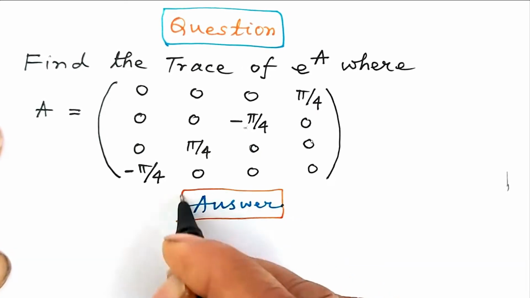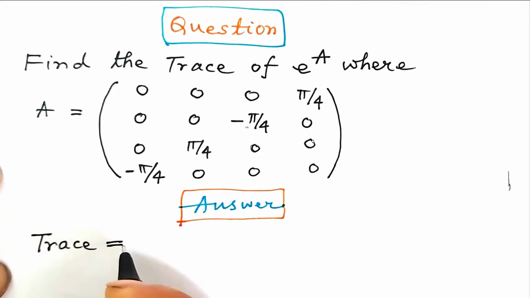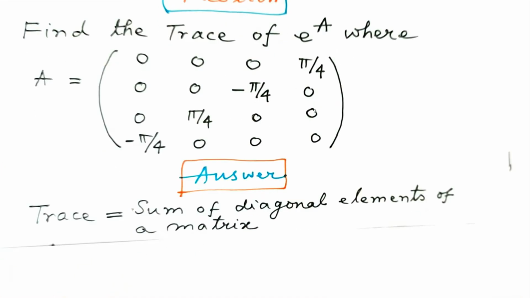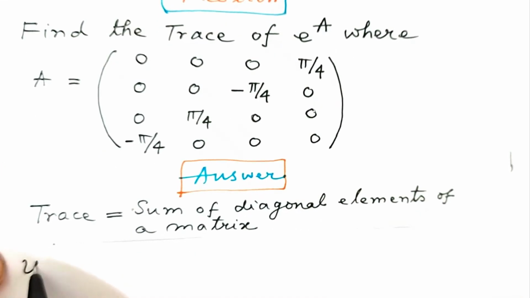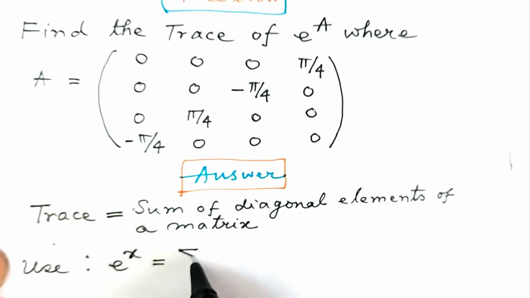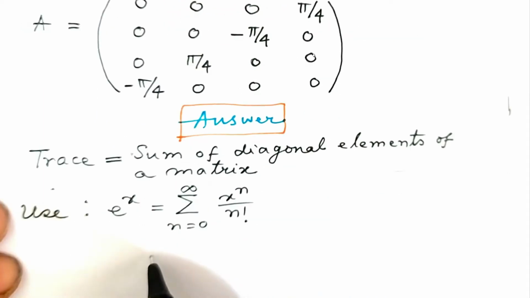The answer. What is trace? What do you mean by trace? Trace is the sum of the diagonal elements of a matrix. Let us use the well-known relation of exponential series, namely e to the power x. E to the power x is equal to summation over 0 to infinity x to the power n divided by factorial n. And let us expand this summation.